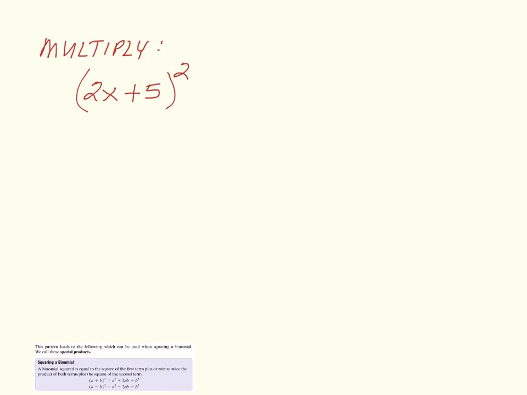Now notice what happens here. We have a binomial squared. We're squaring a binomial, which means multiplying that binomial times itself. Now, there's a pattern that emerges every time you multiply a binomial times itself. Every time you square a binomial, the same pattern happens. And watch what it is.